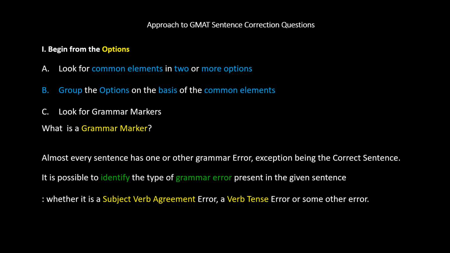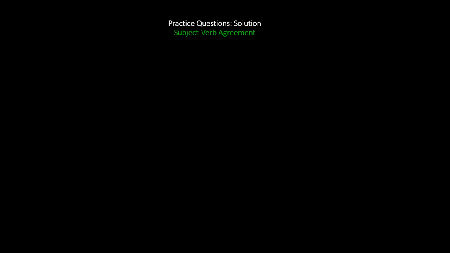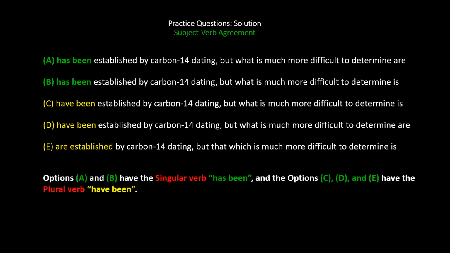Now, let me explain how to apply these techniques to the official GMAT sentence correction question. I group these options on the basis of some common verbs. Options A and B have singular verbs, hence they become one group. Options C, D, E have plural verbs, hence they become another group. Thus, we group the options on the basis of some common elements.